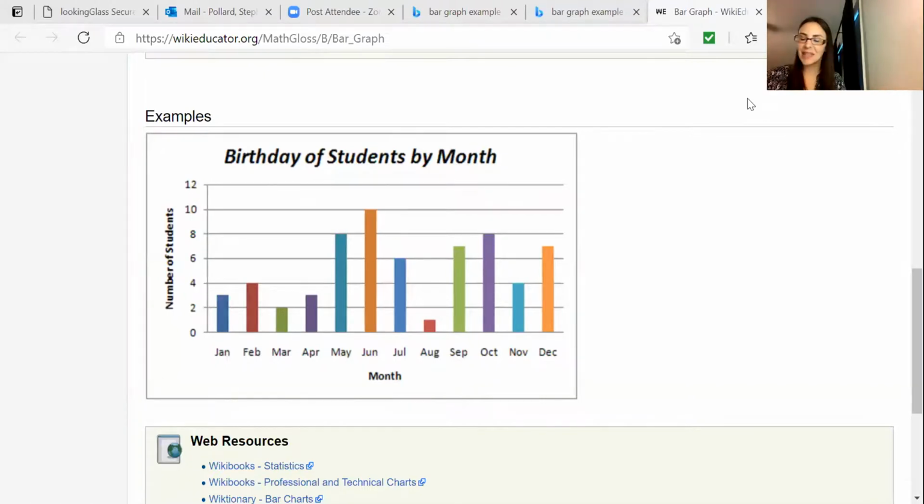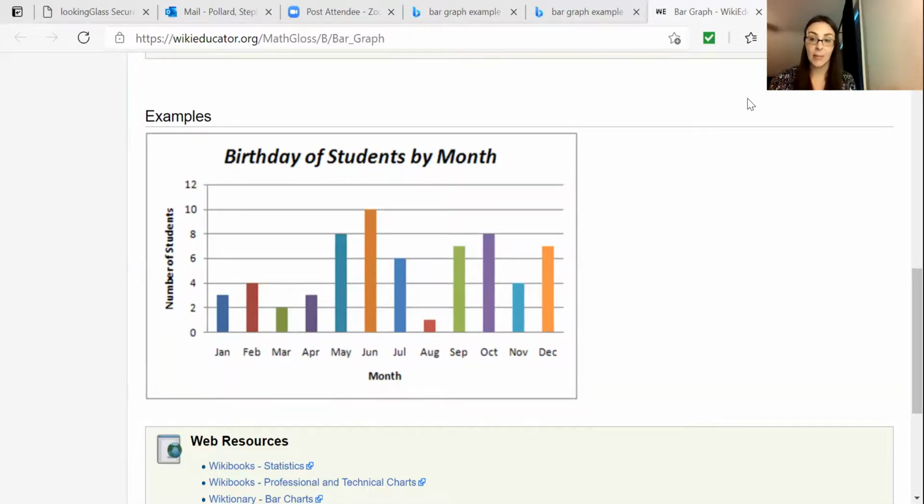Okay, everybody, the last example I want to do here for an application, and again, there are tons of applications, I'm just going to touch on a couple, would be looking at graphs. Here I pulled up a bar graph example online from WikiEducator, and normally Wikipedia pages are not sources that I highly recommend, obviously, but I really just needed a quick graph to show you guys, so this was one that was already listed. This one is an example of birthdays of students by month. And again, I'm not going to assume that this is actual real data.